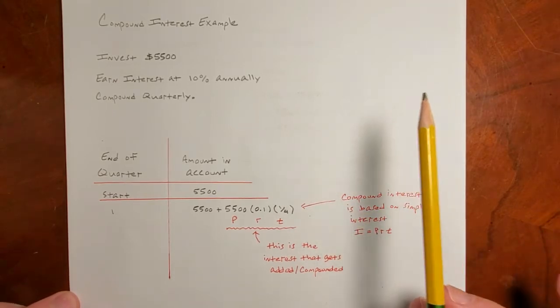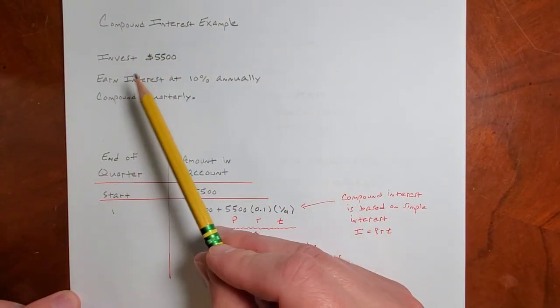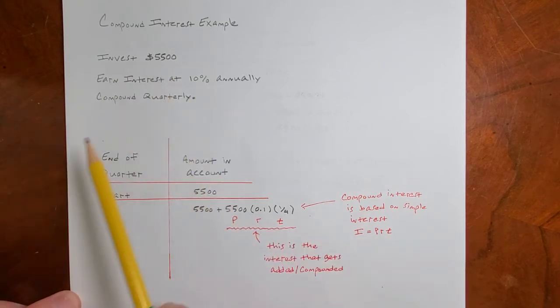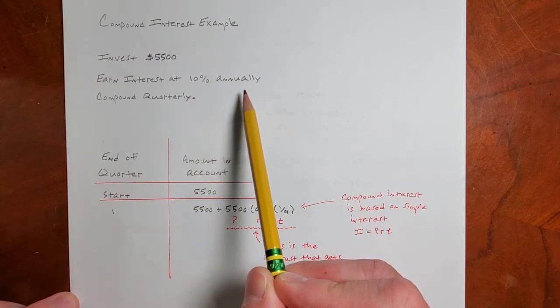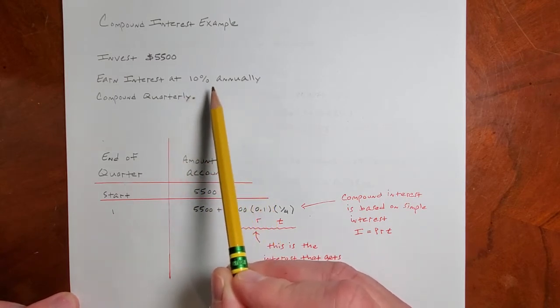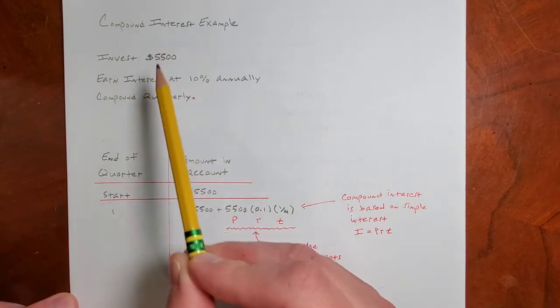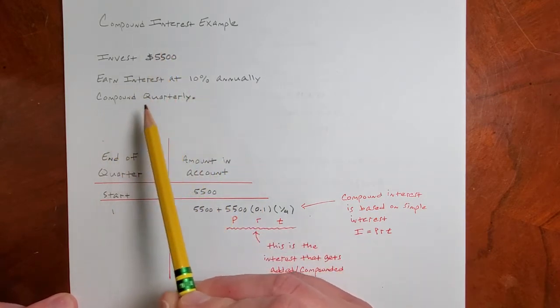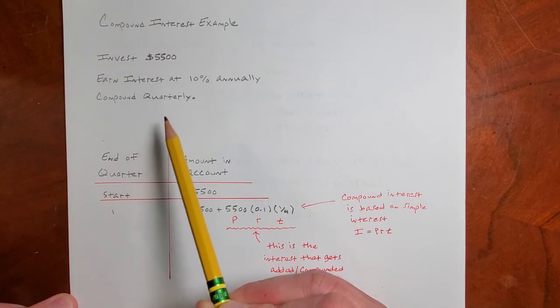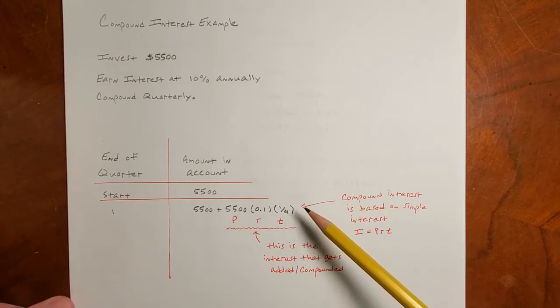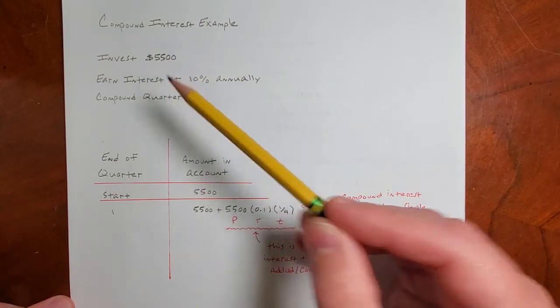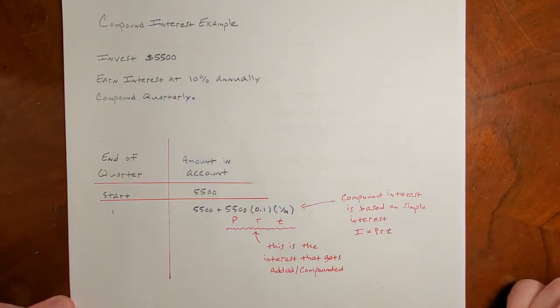So here goes. Say that you're presented with a scenario like this. You invest $5,500, and it's given that you earn interest at 10% annually. Okay, so initially we might read that as, well, every year you get 10% of this. But we're going to compound the interest quarterly, which means every quarter of a year, we're going to earn interest on this and throw that back into the account. And we'll repeat that process the next quarter.